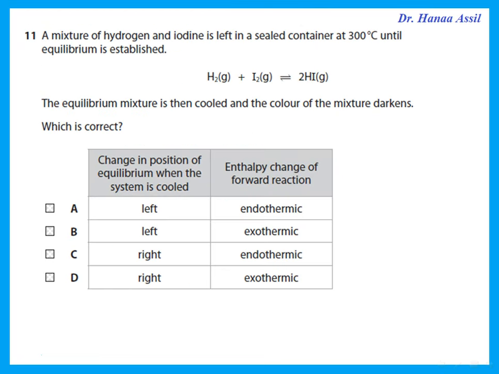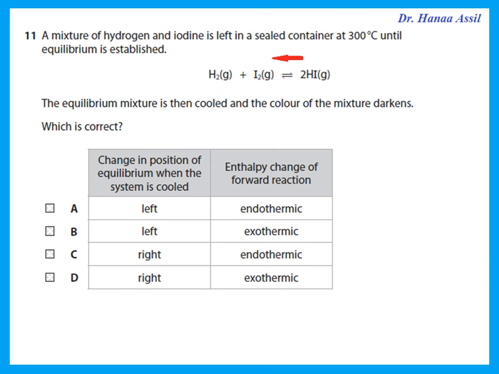Okay. A mixture of hydrogen and iodine is left in a sealed container at 300 degrees Celsius until equilibrium is established. Now, the equilibrium mixture is then cooled. The color darkens. Now, he's saying he cooled it, so he lowered the temperature. When he lowered the temperature, what happened? The mixture darkens. That means it went forward or it went backward. Remember that the one that is dark in color in all of this is iodine. So if the mixture darkens, that means that when we lowered the temperature, the equilibrium shifted to the left.